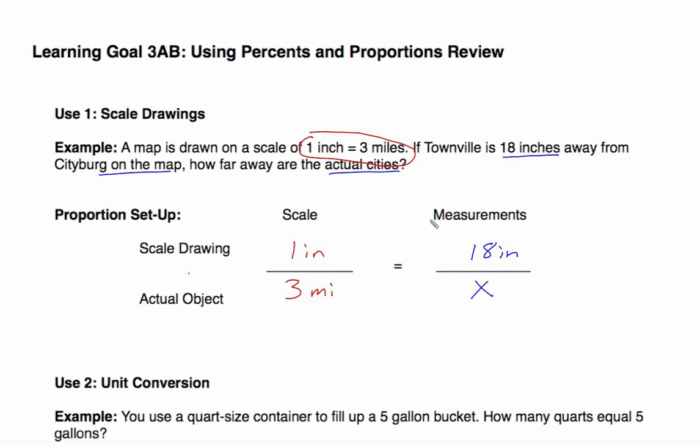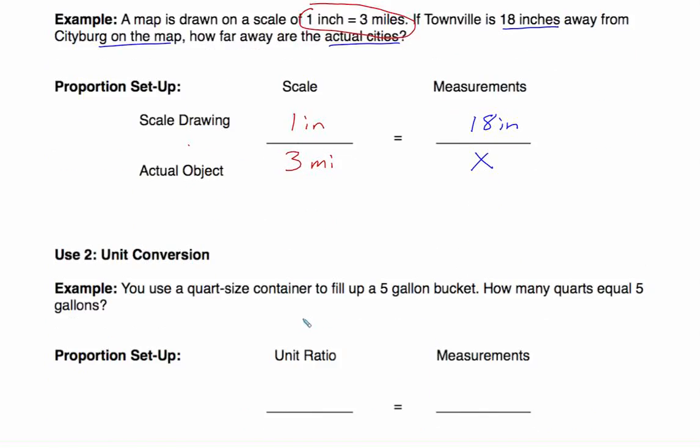From here, I can solve the proportion. So right now we're just doing setups. We'll go over on the next page how to solve. So this will be a setup for scale drawing. The scale, 1 inch, is 3 miles. And the measurements, 18 inches on the map, at a certain distance in the real world I would need to find. All right, let's go on now to the unit conversion setup.